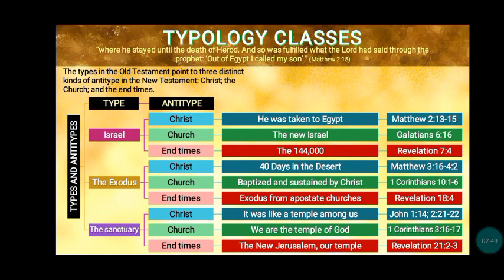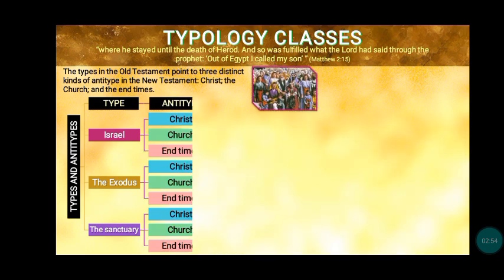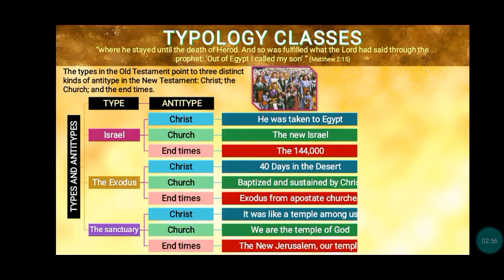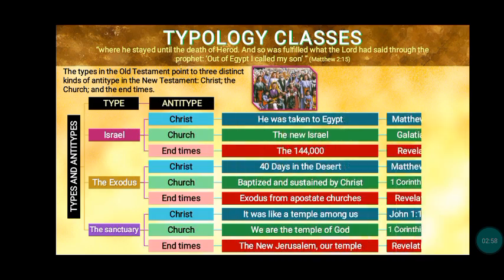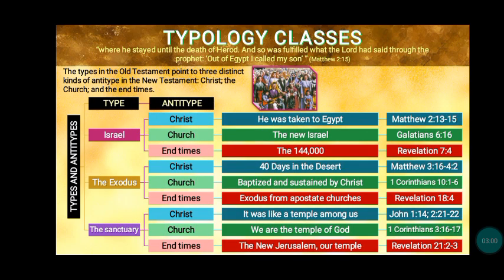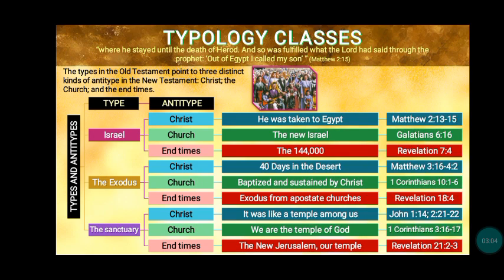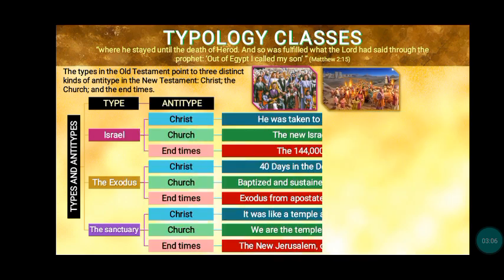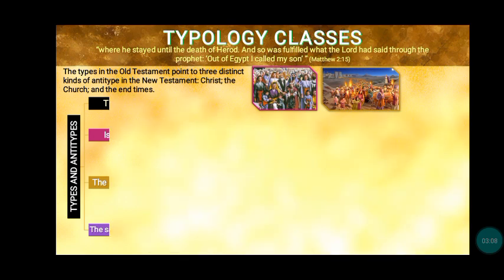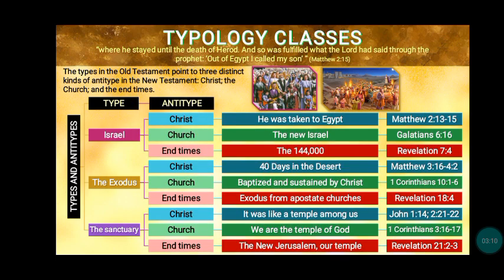Types and antitypes. Type, Israel, the Exodus, the sanctuary. Antitype, Messiah, he was taken to Egypt. Church, the new Israel. End times, the 144,000.